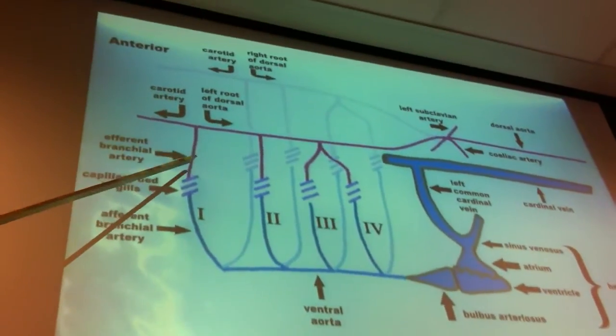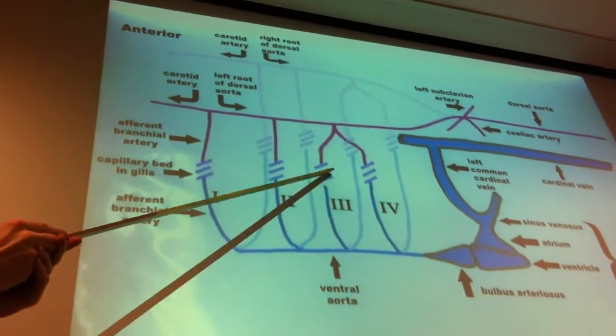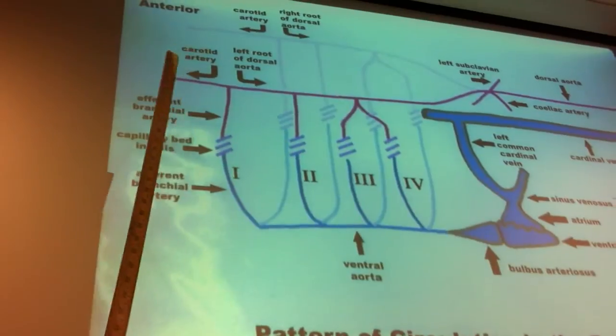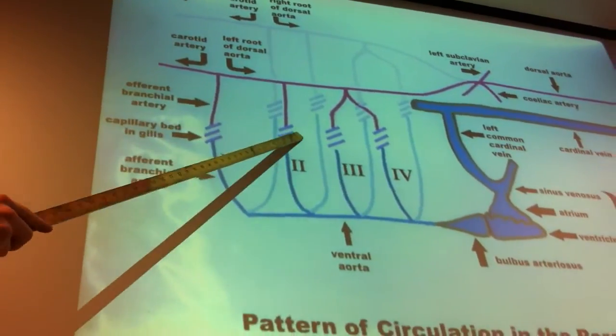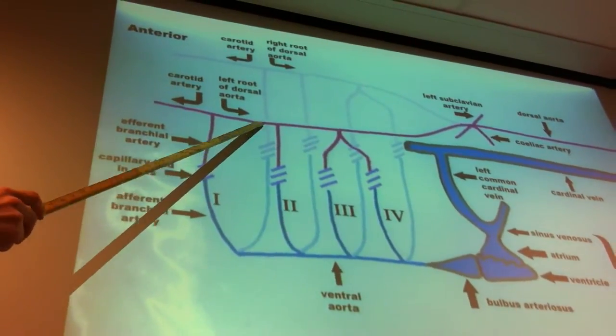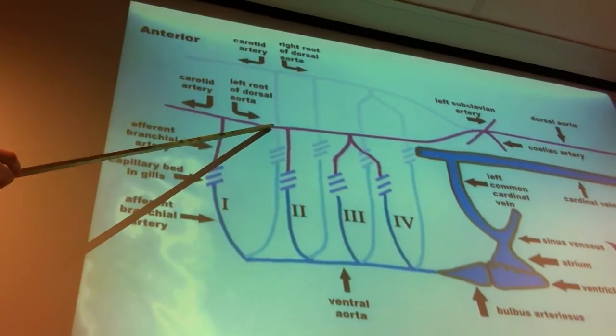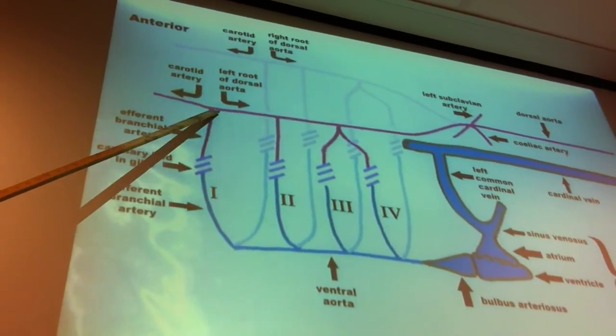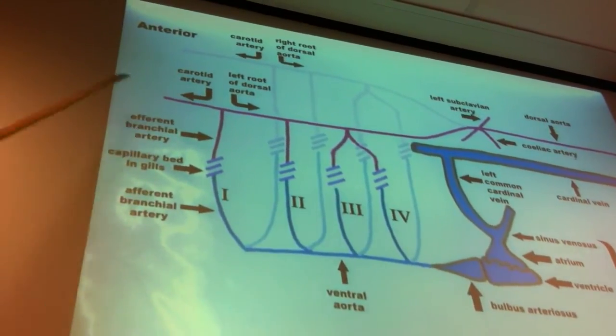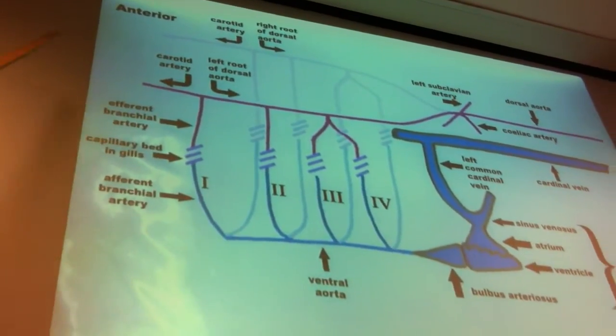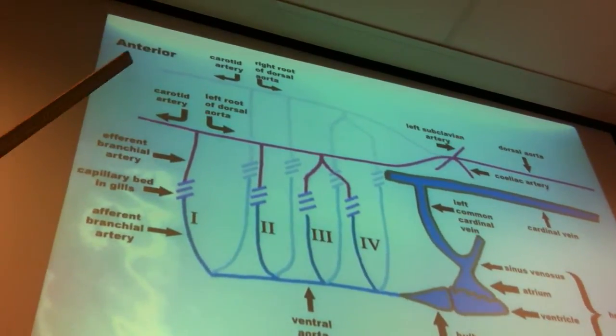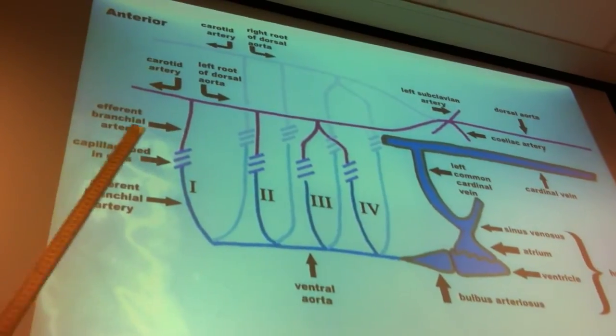Capillary beds in the gills to the efferent brachial arteries. Okay. Then it hits, if you're over here, the left root of the dorsal aorta, or if it goes here, it goes up to the carotid artery, which takes it to the head. Okay. And that's true for pretty much everything we're going to look at from now on.